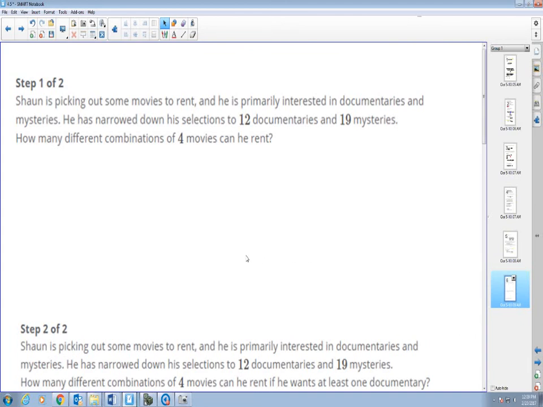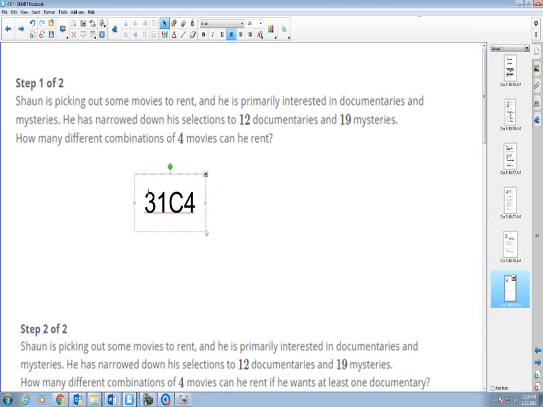All right. So this is the movie problem again. But this problem is a little bit different, okay? So we're narrowing down to 12 documentary, 19 mystery. How many different combinations of 4 movies can he rent? So it's just asking for, if I want to pick 4 movies, how many different combinations of any 4 out of the 12 and 19 documentary and mystery? So 12 plus 19, that means we got 31 movies to choose from. I want to choose 4 of them, okay, using combination.